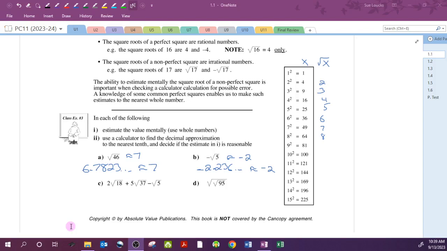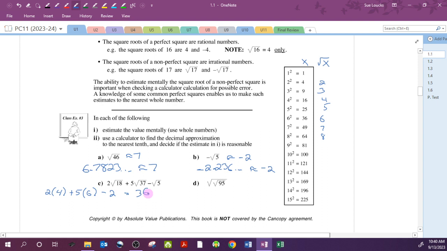Okay, question C. This is going to be 2 times the square root of 18, which we would approximate as 4. Plus 5 times root 37. That's going to be about 6, minus root 5, which is about 2. So this equals 8 plus 30, 38, minus 2. It's about 36 to a whole number.